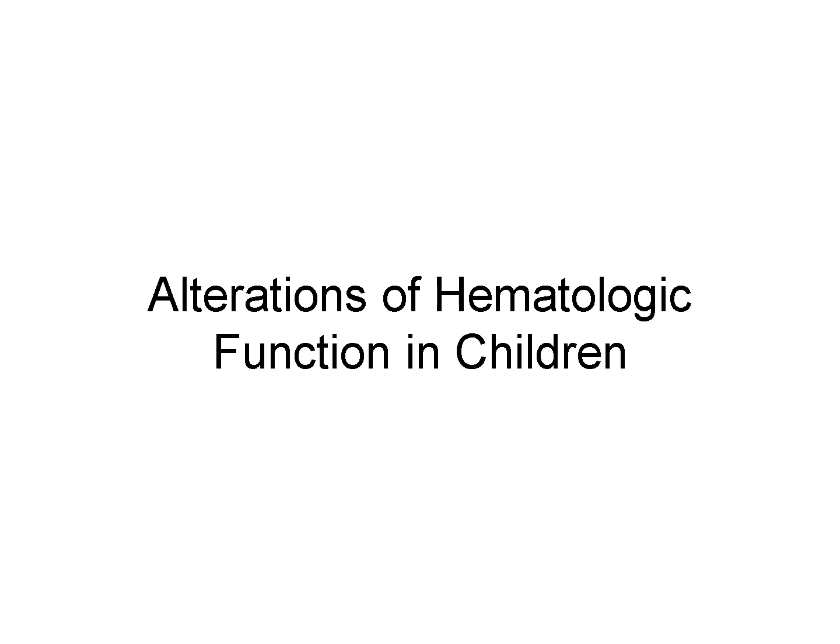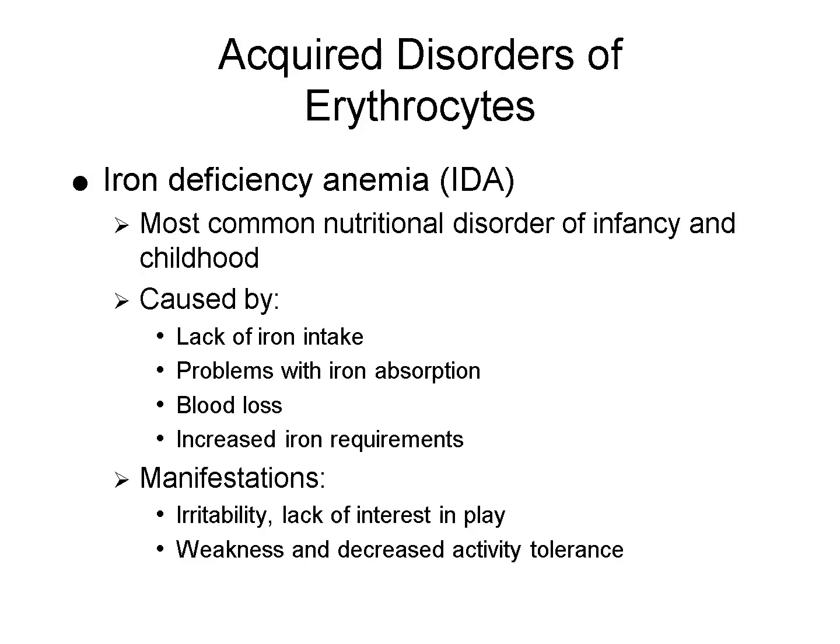Alterations of hematologic function in children. Iron deficiency anemia, or IDA, is the most common nutritional disorder of infancy and childhood. It can result from insufficient iron intake, problems with iron absorption, chronic blood loss, or increased iron requirements during growth.